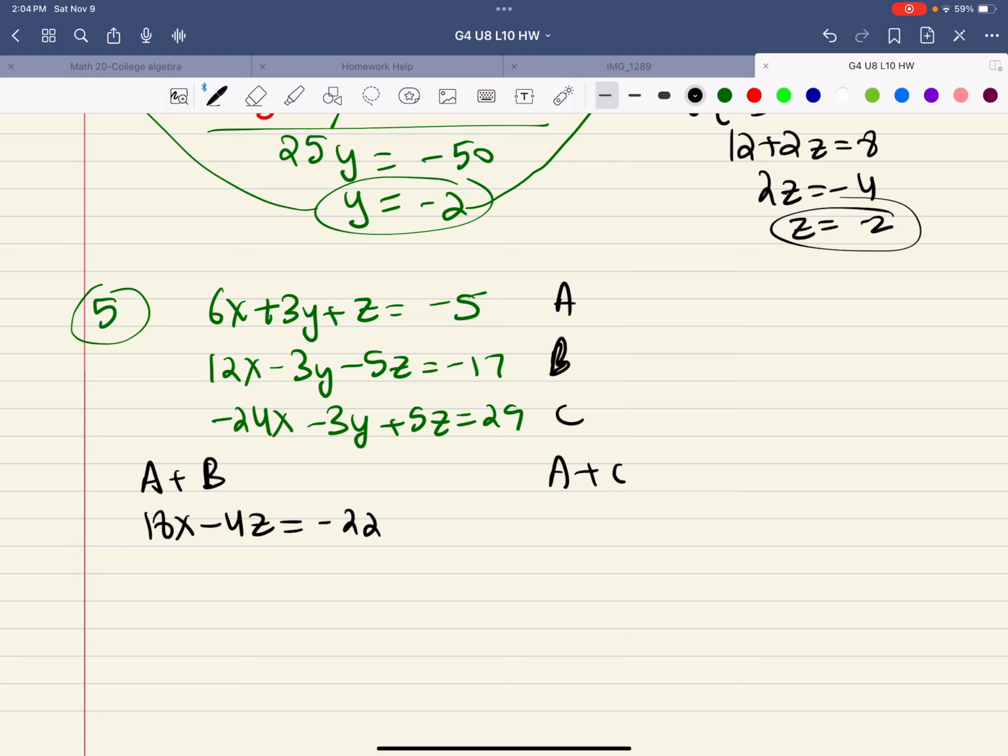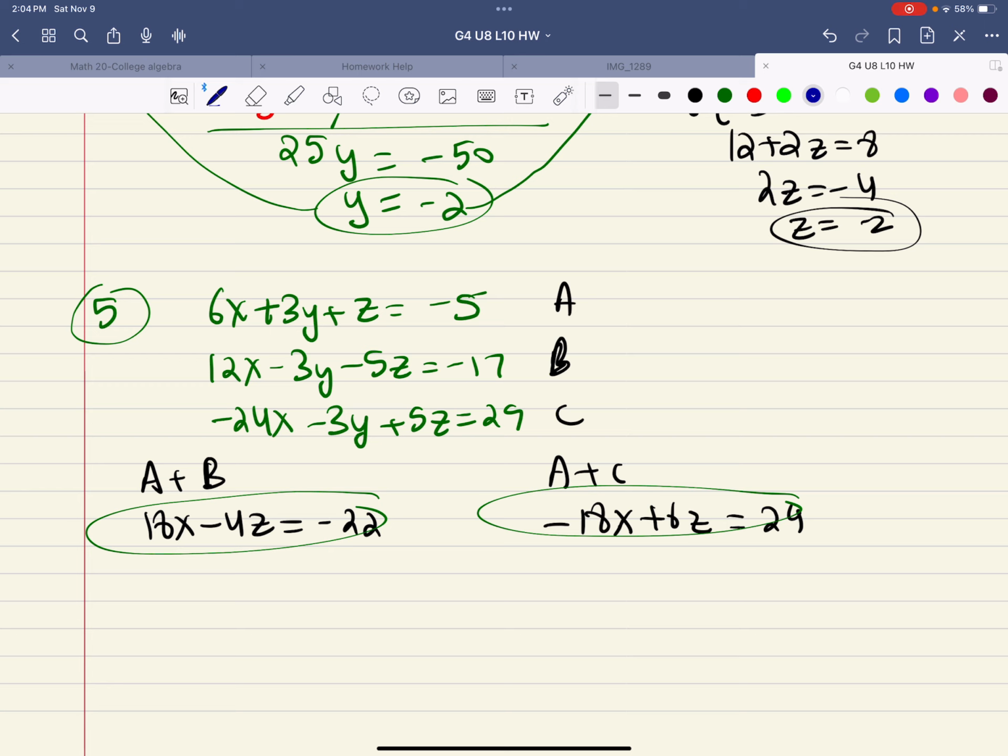Now, let's go ahead and add A and C. If I add A and C, 6x minus 24x is going to be negative 18x. The y's will be gone, plus 6z equals 29 minus 5, which is positive 24. I'm just going to leave them like that because I see the x coordinates are already opposite here. Otherwise, I was thinking about dividing both sides by some number to get easier equations. But I think it's easy if I just add these two equations.